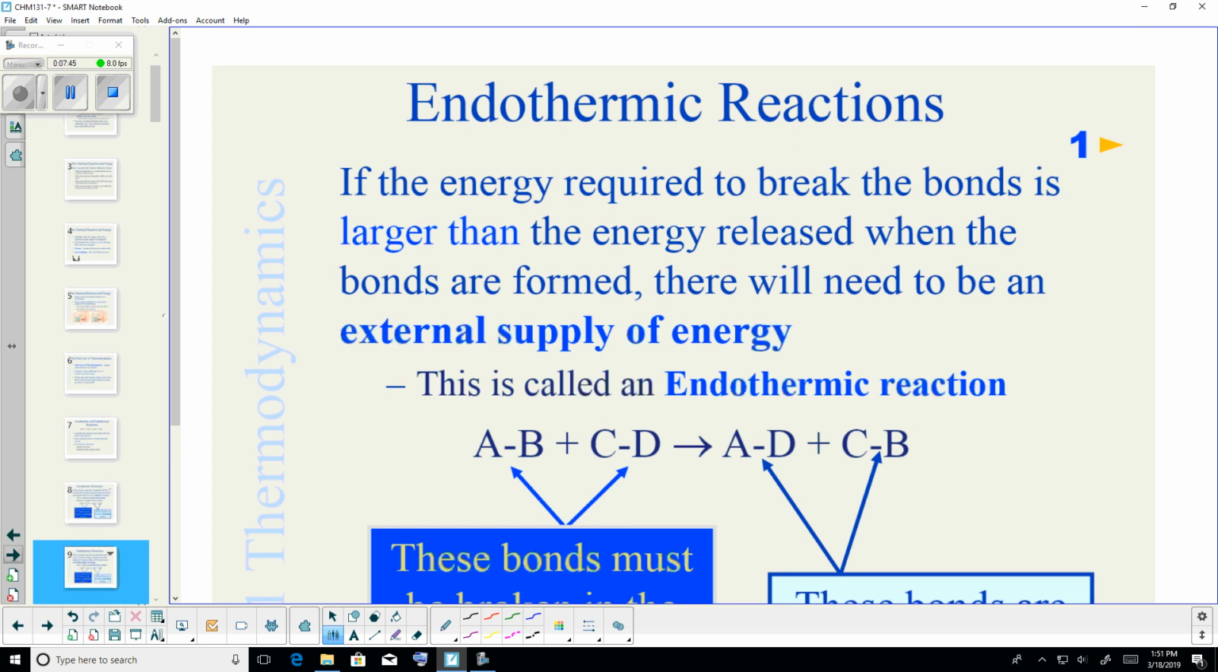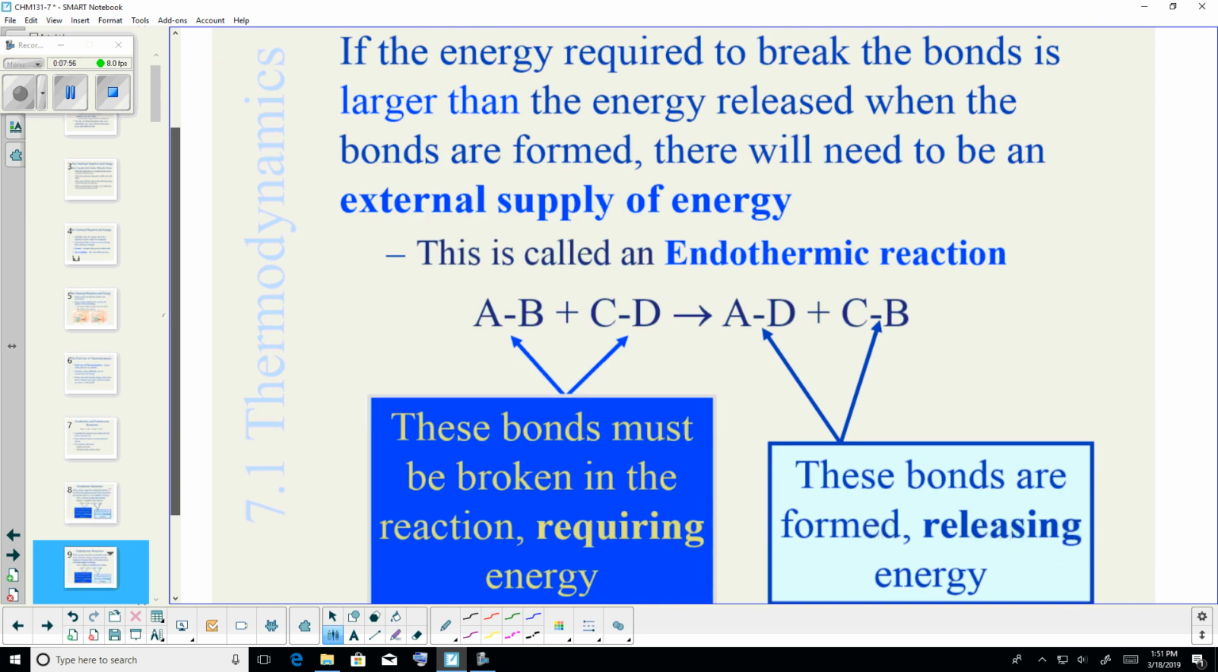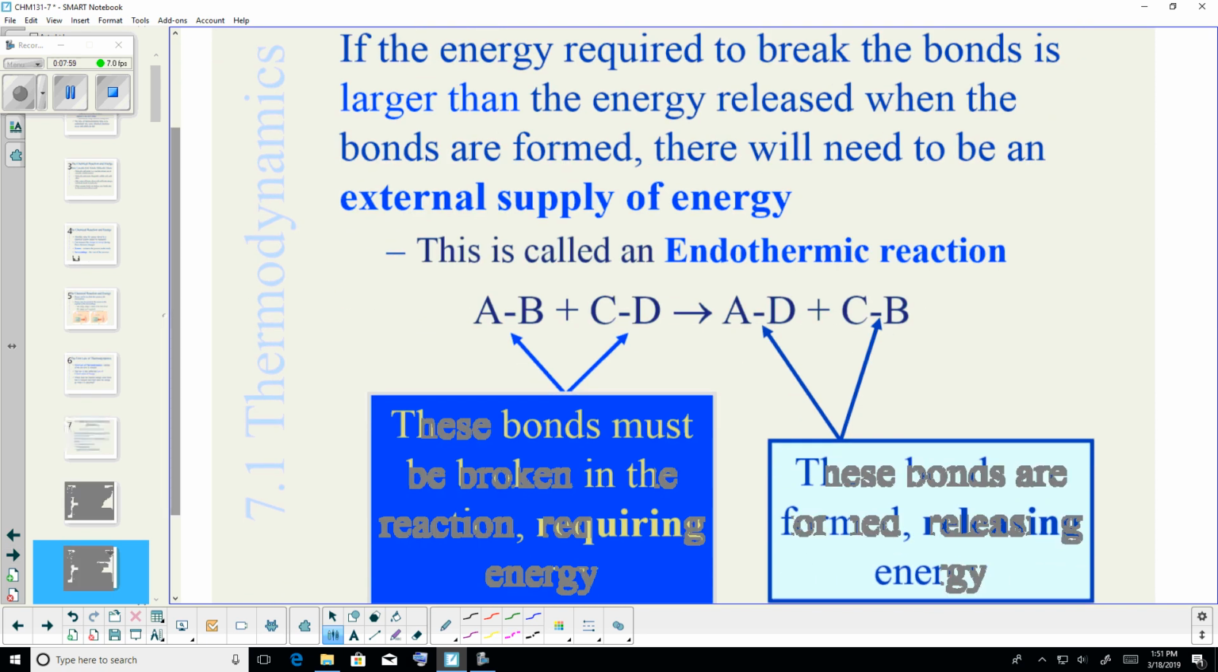If the energy required to break the bonds is larger than the energy released when the bonds are formed, you have to supply some more energy to keep it going. That's called an endothermic reaction. So there's certain types of reactions, you have to get them going, you have to keep adding energy to keep them going. Otherwise, they'll stop.